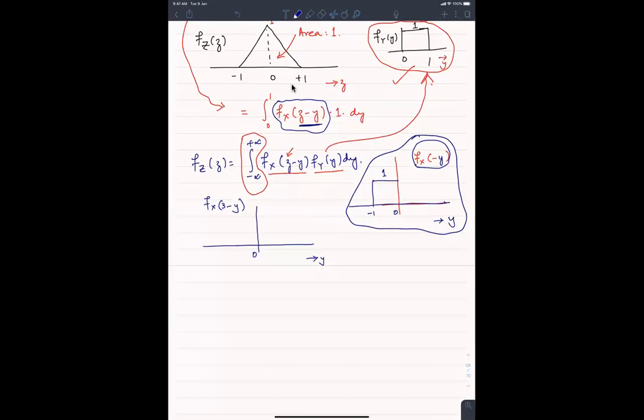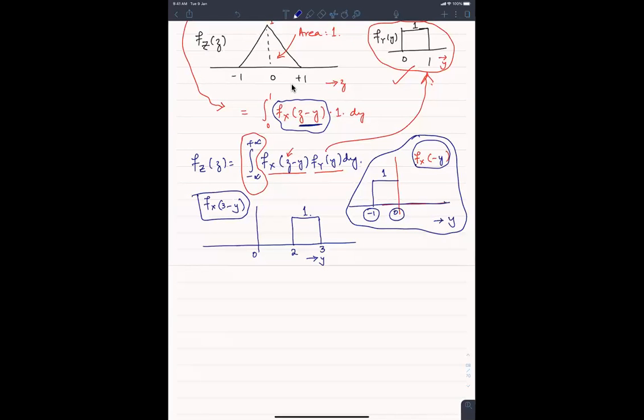देखें यहाँ पे whenever y is minus 1, I am sitting here. Whenever y is 0, I am sitting here. Okay. So यहाँ पे when y is 0, then 3 minus y at that time should be equal to 3. So इसका मतलब है कि हम इसको यहाँ पे शिफ्ट कर देंगे. So this is 3. So this is shifted to the right and something like this. 2, 1. So this is how fx of 3 minus y will look like.